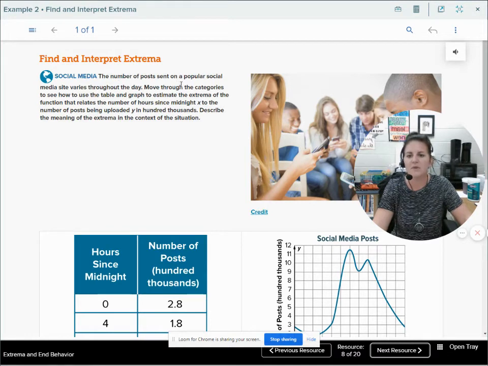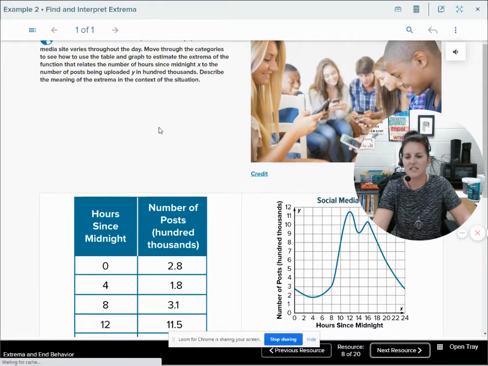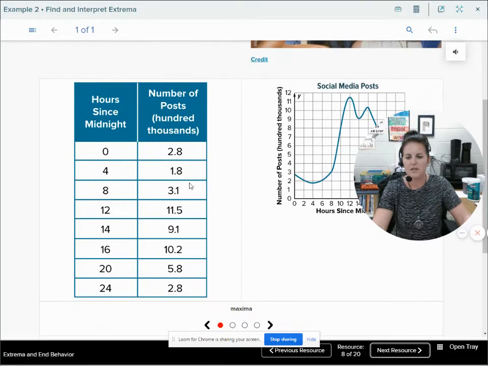So the number of posts sent on a popular social media site varies throughout the day. Move through the categories to see how to use the table and graph to estimate the extrema of the function that relates the number of hours since midnight x to the number of posts being uploaded y in hundred thousands. Describe the meaning of the extrema in the context of the situation. So let's look at this.